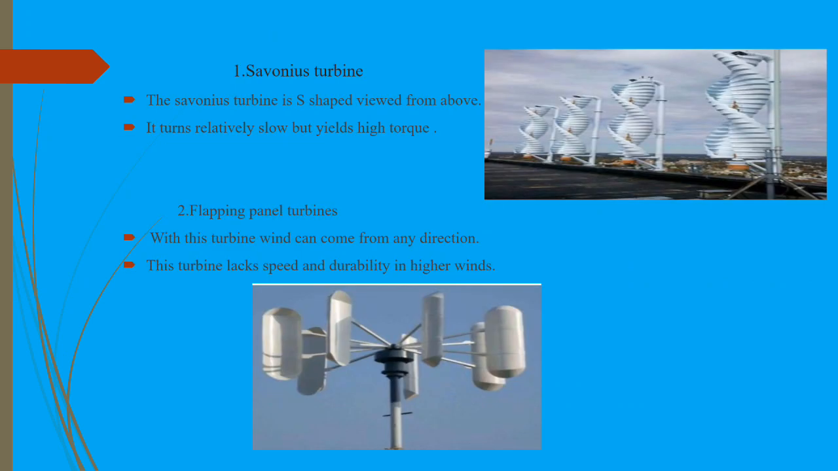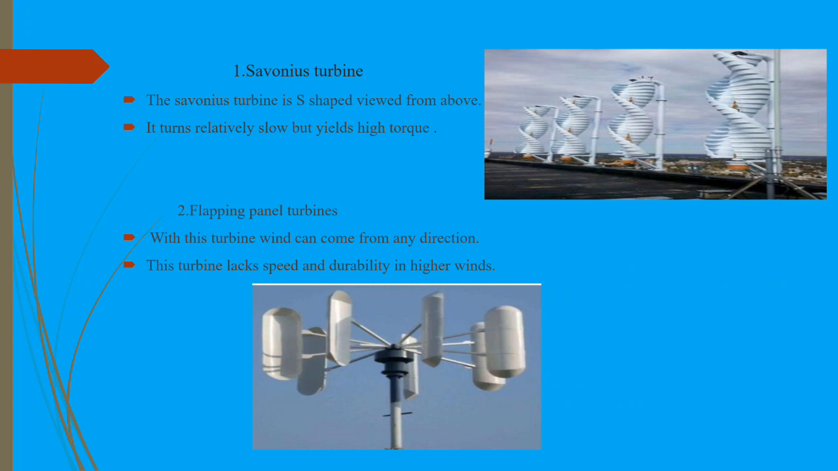The first one is the Savonius turbine. It is S-shaped when viewed from above. It turns relatively slowly, but it yields high torque. It has a slow rotational speed, so it cannot produce much electricity. The second one is flapping panel turbines.